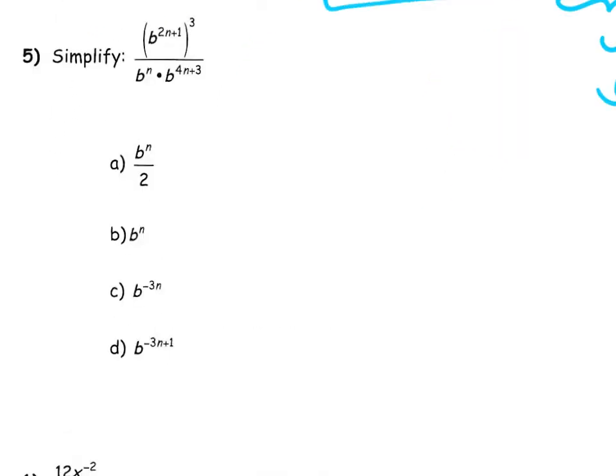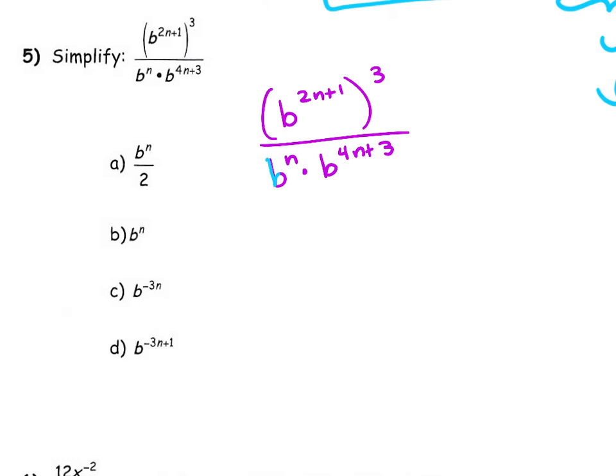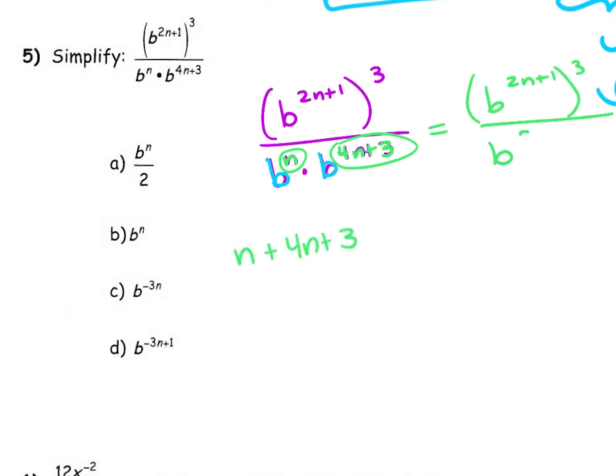Okay, let's look at question 5, and then we're going to get to 6. For question 5, we have b to the 2n plus 1, all cubed, all over b to the n times b to the 4n plus 3. Again, hey, look at that. Like bases. So I'm going to add these exponents. I'm literally rewriting the numerator right now. I'm not doing anything with it. And with that denominator, keep the base, add these exponents. N plus 4n plus 3 is just 5n plus 3. And now I'm going to start to simplify the numerator.